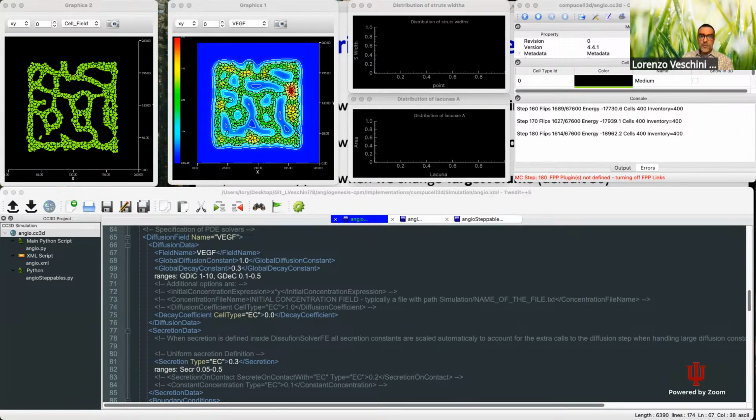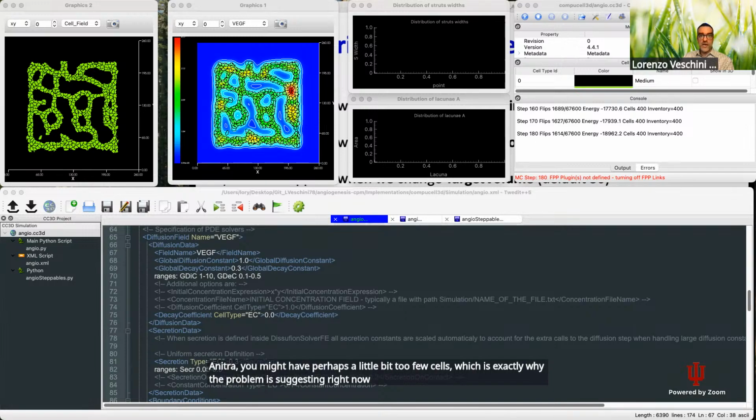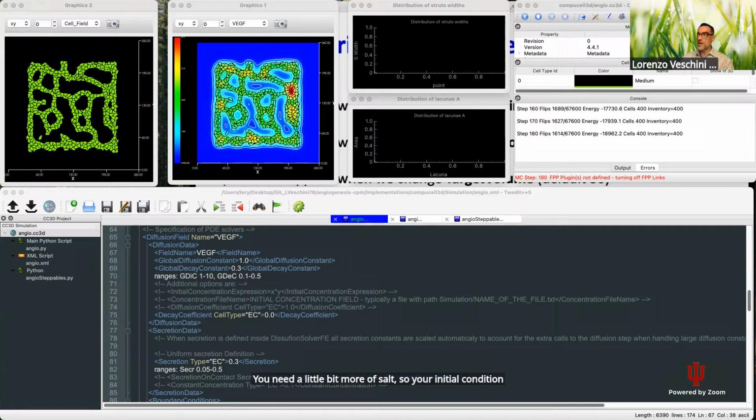Rita, you might have perhaps a little bit too few cells, which is exactly what Prof. Glazer is suggesting right now. You need a little bit more cells, so your initial condition needs to put more cells in.